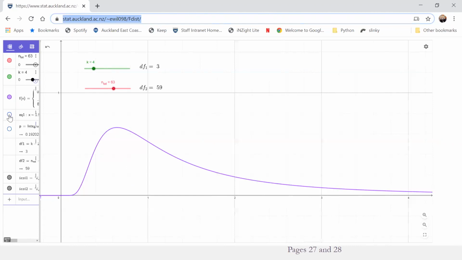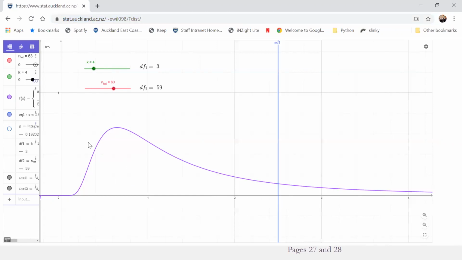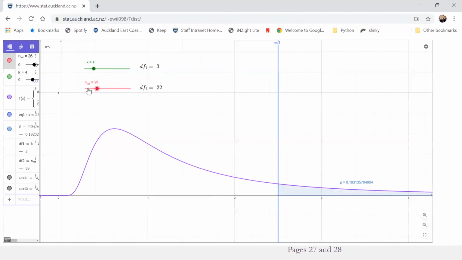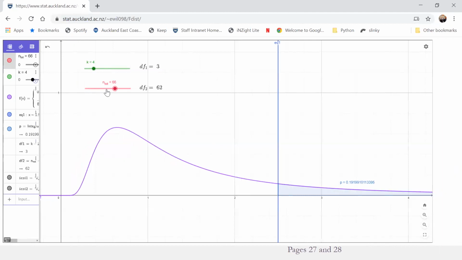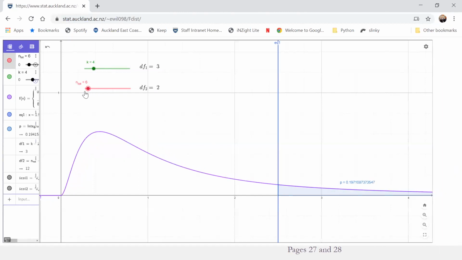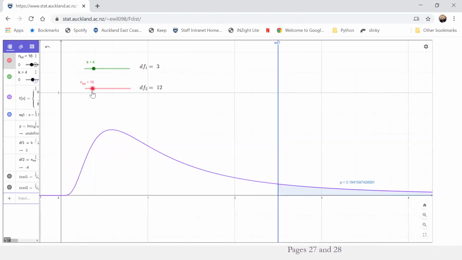If I put in a test statistic of 2.5, there is my p-value. You can see 0.2-ish. Okay, and that's if we've got 4 groups and a total sample size of 63. If my sample size drops down, you can see what's happened to the curve, right? So it kind of squishes towards the left and it's dropping that tail. Oh, too far.